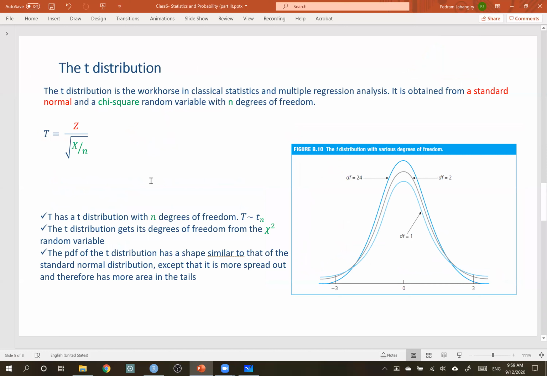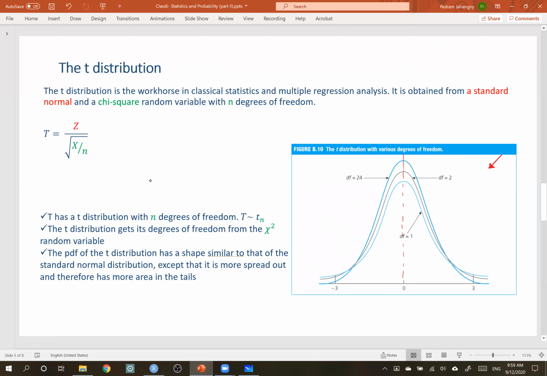Okay, the next one is the t-distribution. At least it looks very much the same as the normal distribution if you look at these t-distributions. The first thing you see is that it's going to be symmetric, like the normal distribution. This means that mean, mode, and median will overlap. It's going to be the same.